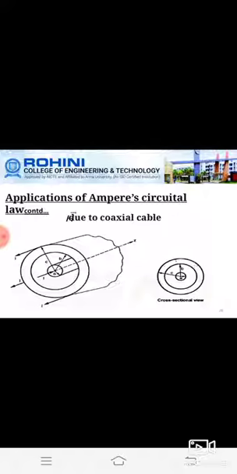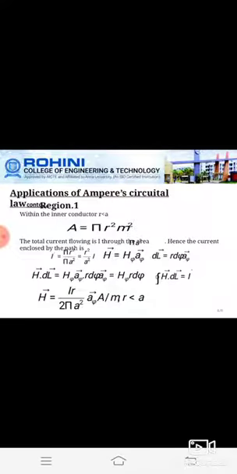So we can calculate this magnetic field intensity region wise. In the first region, within this inner conductor, the radius r is less than a. So here we are considering the path having the radius r less than a, and the area of this cross section we are taking as pi r square, and the total current which is flowing through this area is pi a square. So the current which is enclosed by this closed path, we can write as I dash is equal to r square divided by a square into I.